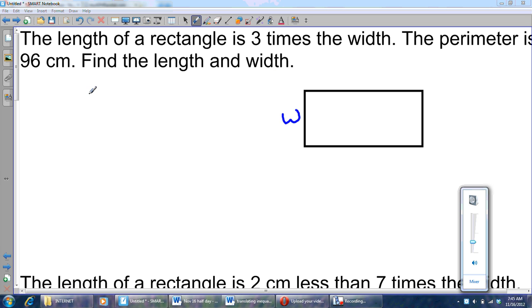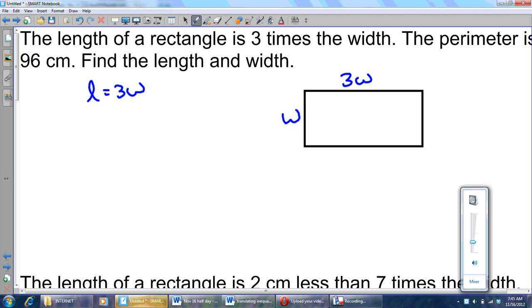Now the length is going to be 3 times the width. So this is 3W. I'm not going to put an L there because if I have an L and a W, I'm not going to be able to solve my equation. Now I'm told the perimeter is 96 centimeters.